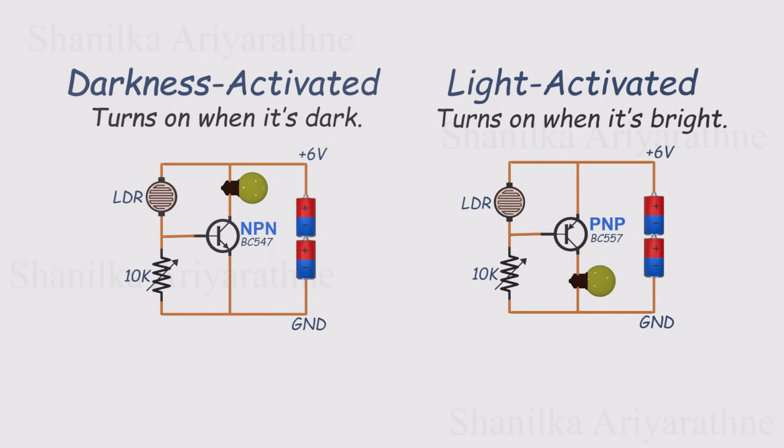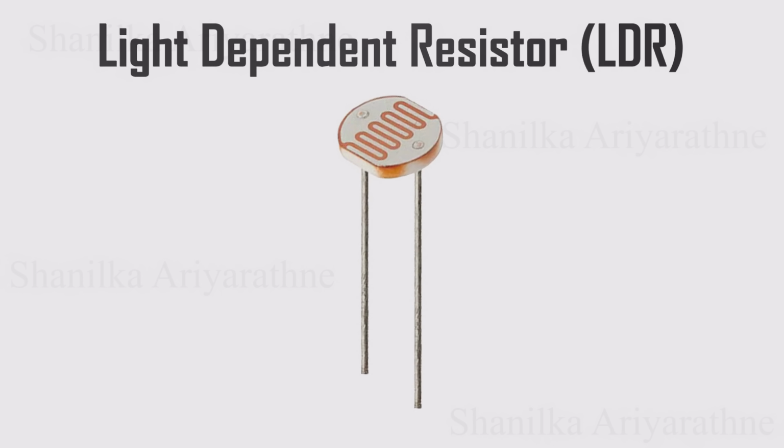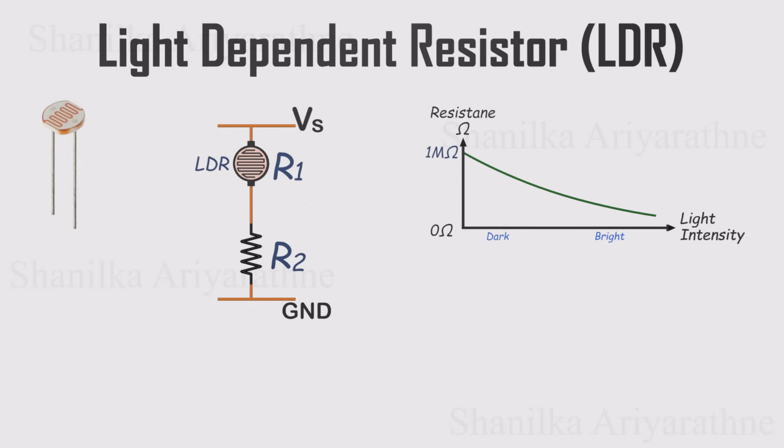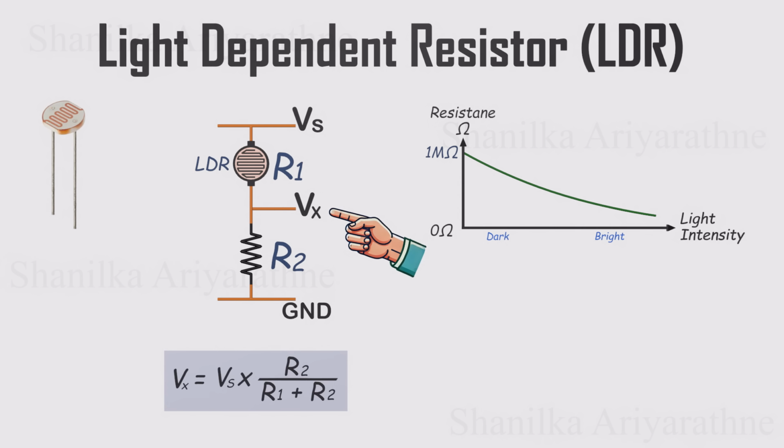To sense light, we'll use a light-dependent resistor, or LDR. An LDR changes its resistance based on how much light hits it. In complete darkness, its resistance can shoot up to around 1 megohm, but as light increases, the resistance drops, sometimes down to just a few hundred ohms. Now, when we connect an LDR with a regular resistor in this configuration, we create a voltage divider. That means the voltage at the center point depends on how much light the LDR is getting.